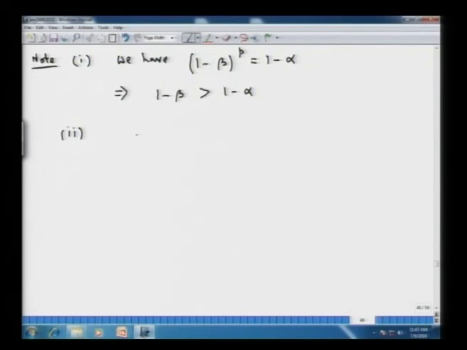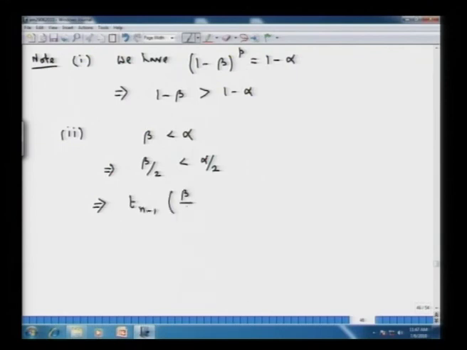In order to prove that, we start with this particular equation here, that 1 minus beta is greater than 1 minus alpha. This would imply that beta is less than alpha. Now, if beta is less than alpha, this would imply that beta by 2 is less than alpha by 2. Now, this would further imply that T n minus 1.